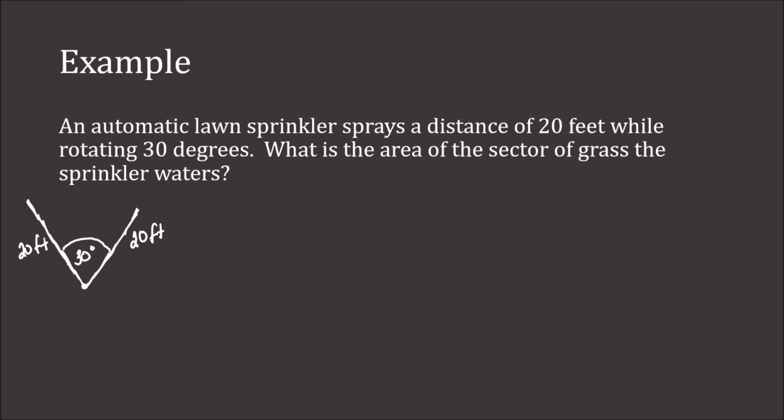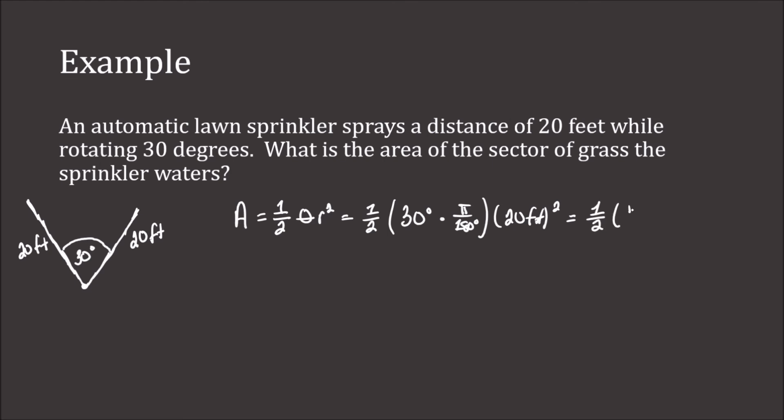All right, so area is 1/2 theta r squared, right? So theta needs to be measured in radians. So I can just do the conversion all at once. So 1/2 theta r squared. So we're going to have 1/2, now 30 degrees times the conversion factor, which is pi over 180 degrees, then times the radius, which is 20 feet squared. So it's 1/2 times pi over 6 times 20 squared is 400, so 400 square feet.